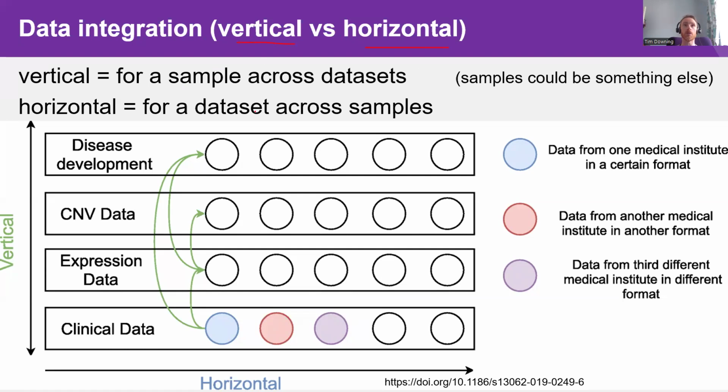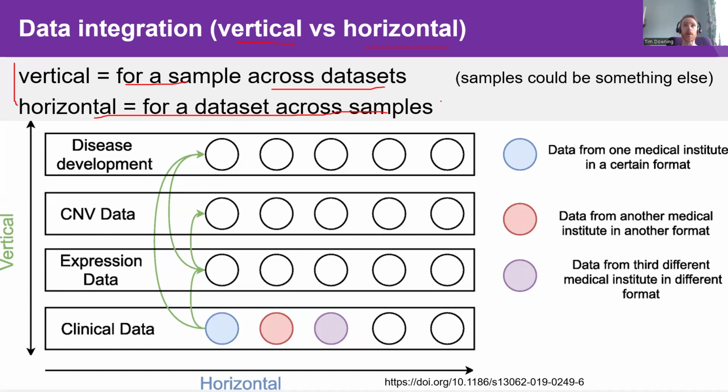So vertical integration is when we look for a single sample across different data sources that we have for that sample. So that could be looking at its phenotype and linking it to the DNA sequence. And maybe we have other data, such as image data or gene expression data, for a single sample. And horizontally, we're looking across a single data set for a bunch of samples. So it could be a set of images, a set of genome sequences, a set of phenotypes, it could be many other things. So those are the two different ways. And we ought to be able to integrate data in both directions.